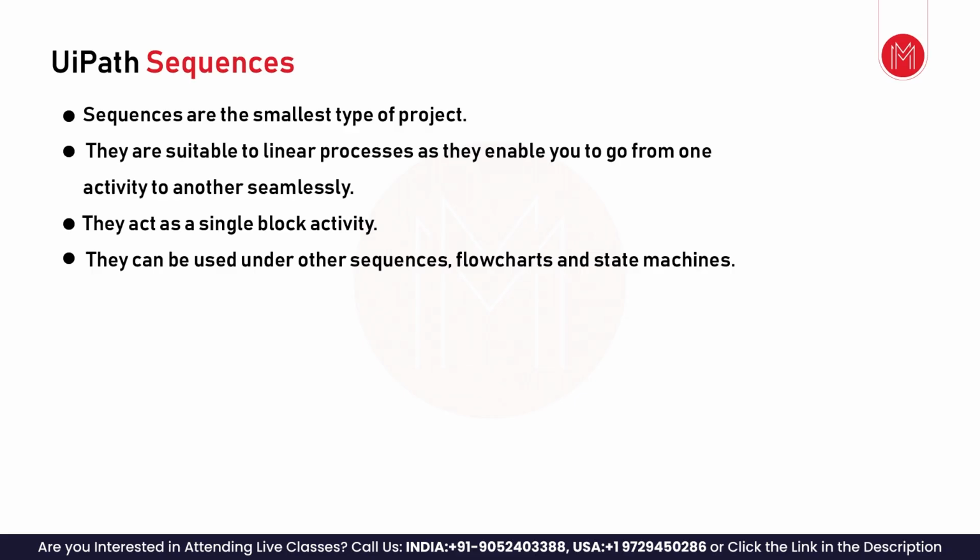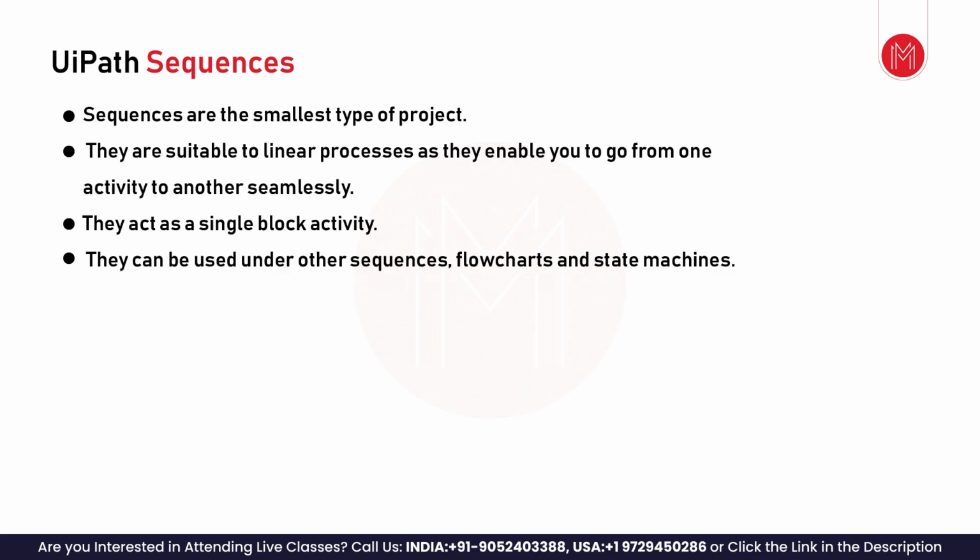Then what we will do is, we will see about the three types of workflow files. Okay. So we have three types of workflow files, like I showed you yesterday, right? We have sequences, we have flowcharts, and we have state machines. So what is a sequence and what is a flowchart and what is a state machine? That we'll see.